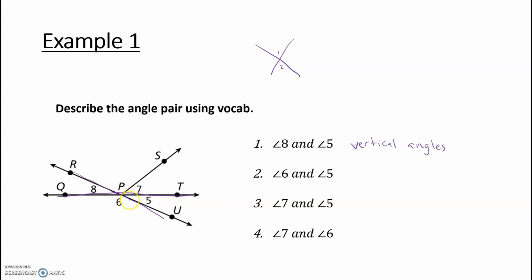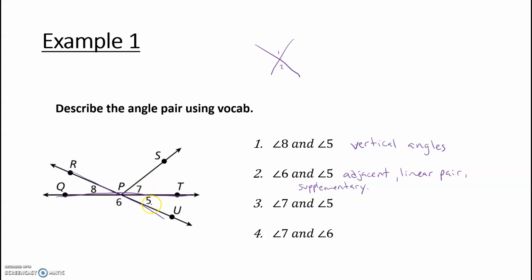6 and 5 are right next door to each other, so we would call them adjacent. They also form a straight line, so we would call those a linear pair. And if they're a linear pair, you know they add up to 180, so they're also supplementary. So that one had a lot of stuff to it.